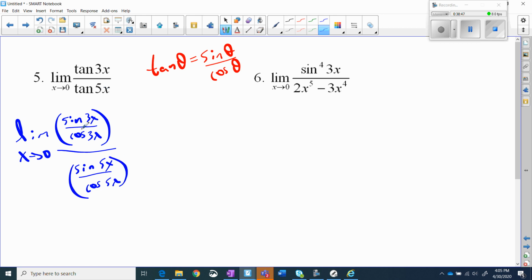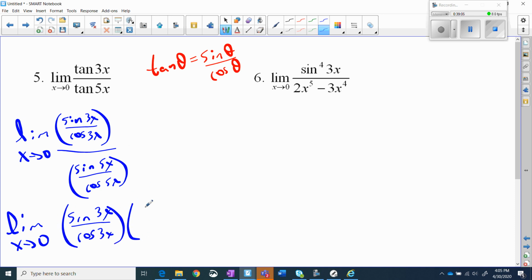Well, almost any time we've ever run into this, we don't like to have a fraction divided by a fraction. We're going to tidy this up and change its appearance a little bit here. So to divide by a fraction, you multiply by the reciprocal. So I'm going to go sine 3x divided by cos 3x. I'm going to multiply it by the reciprocal. So that'll be cos 5x over sine of 5x.